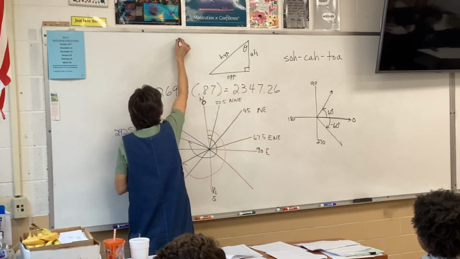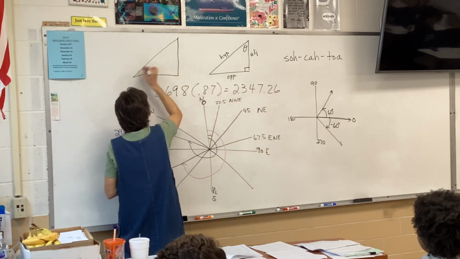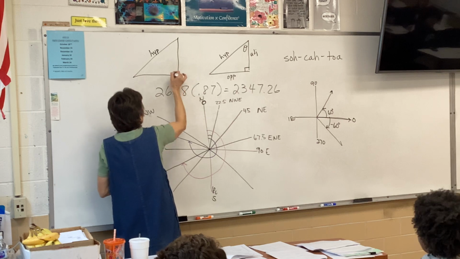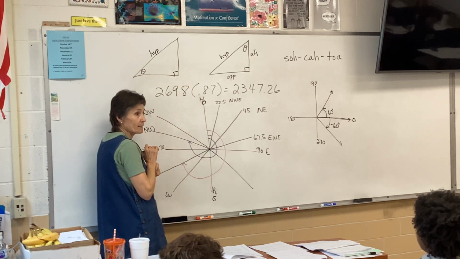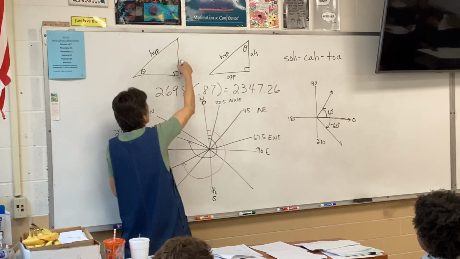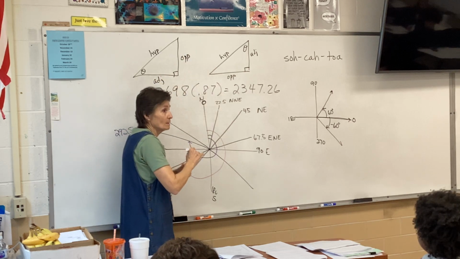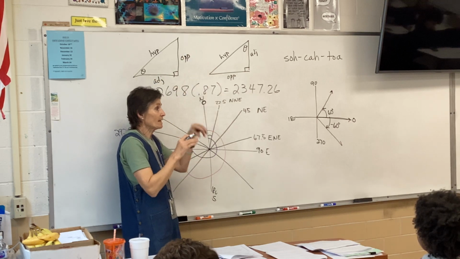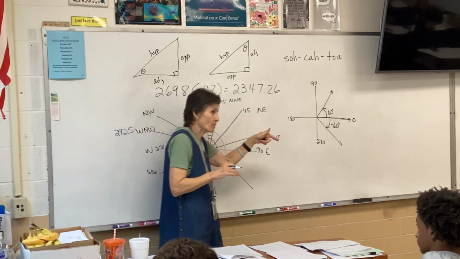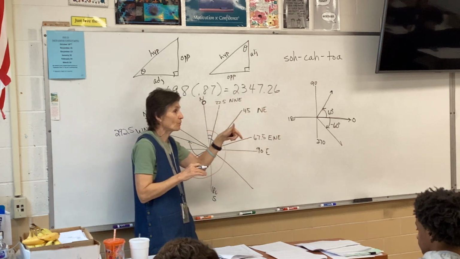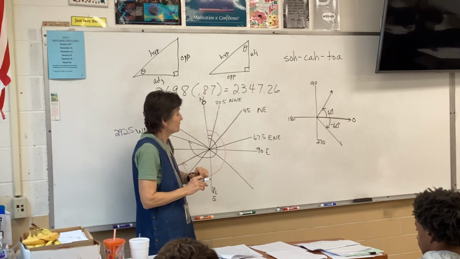If I had the same triangle, but this was the angle I was looking at, then this would be opposite and this would be adjacent. So you can't label opposite and adjacent until you know where your angle is. And then as soon as you put your angle in, then you're good to go.